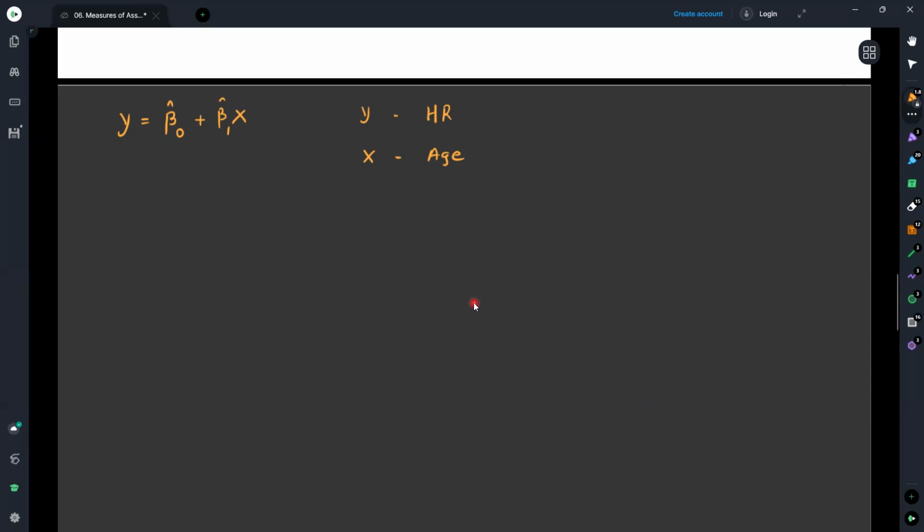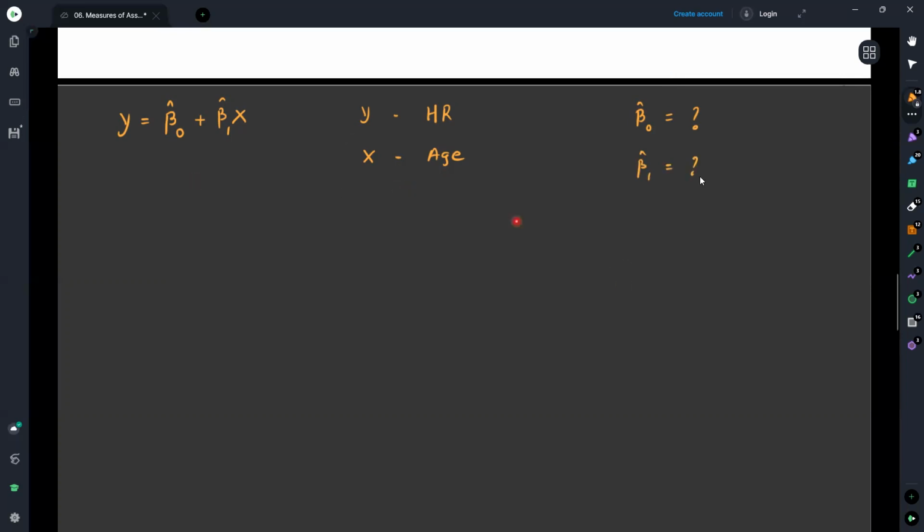Therefore, now what I'm going to do is find out the values for beta naught. I need to estimate the value of beta naught hat, and I need to estimate the value of beta 1 hat as well.